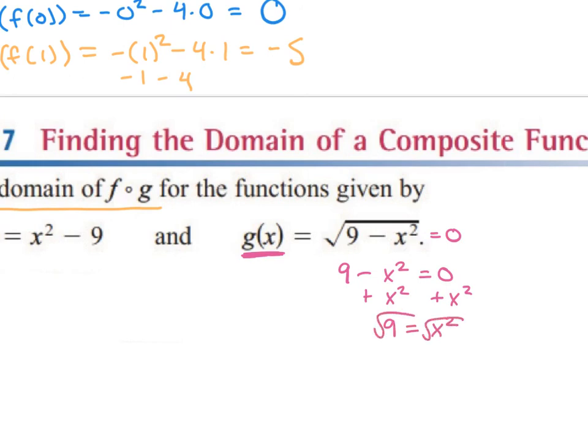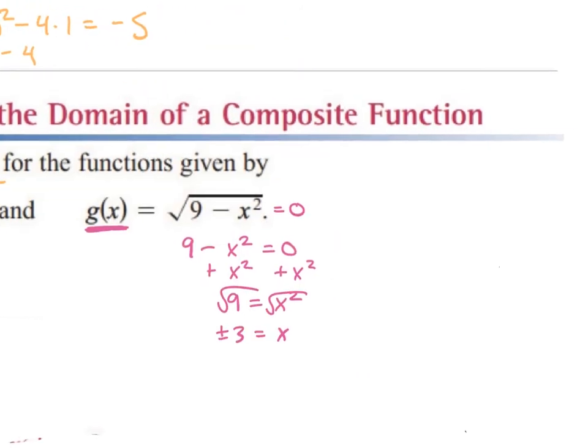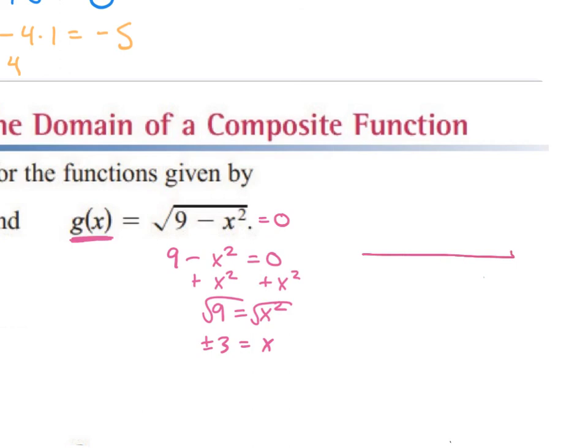Take the square root. What's the square root of 9? 3. Just 3? Oh, plus or minus 3. Plus or minus 3. Yeah. So positive 3 and negative 3 are our key numbers here. So I'm going to put them on a number line.